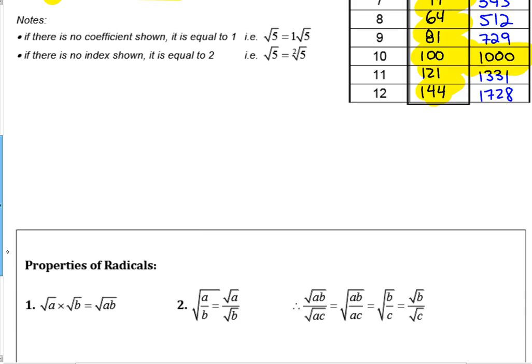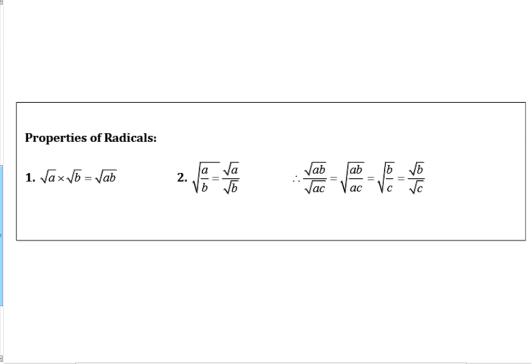And then some properties of radicals that you learned about last year. For sure, the first one, root A times root B is root A times B. That only works if it's the same index. So you can't combine a square root with a cube root. It's like trying to combine the third dimension with the second dimension. They're not the same. They are not compatible.